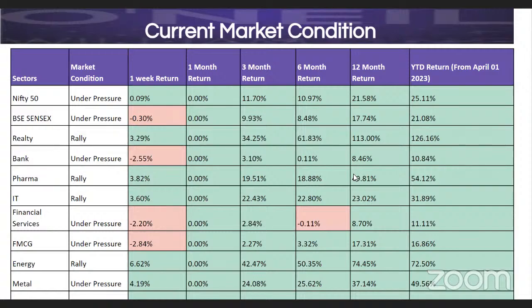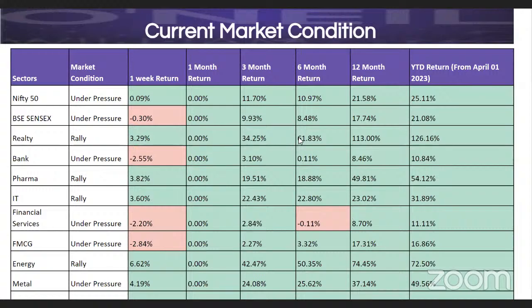We are not going to discuss it in detail, but generally we categorize the entire market into 4 different parts. First one is confirmed uptrend. Second one is under pressure. Third one is correction, and fourth one is rally attempt. So let's discuss further in a more detailed manner, from a technical perspective.